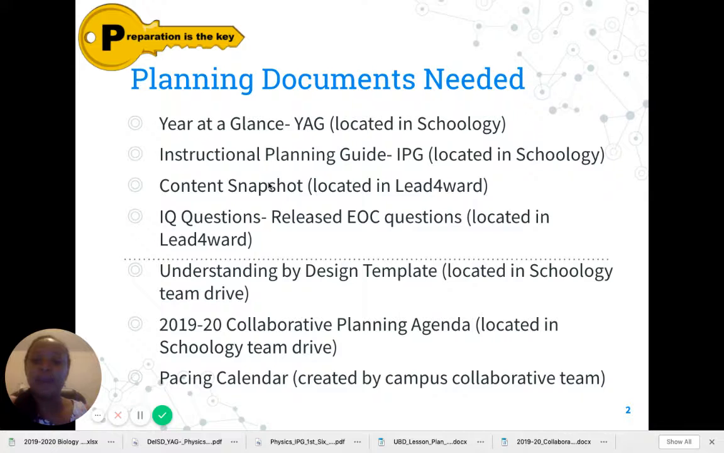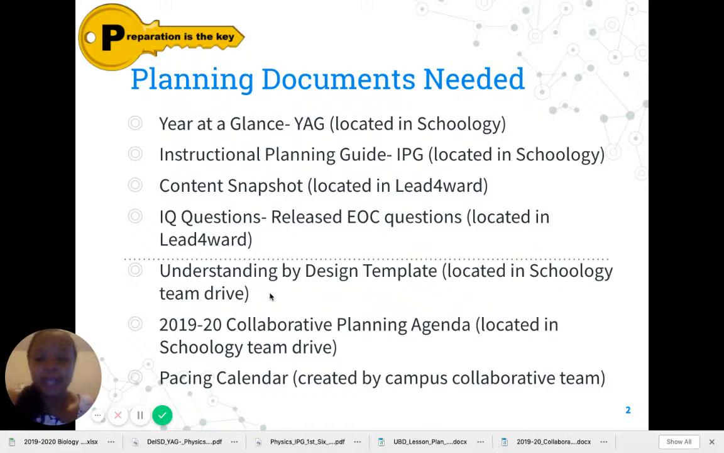Then we grabbed the snapshot, which is my preferred document. We found that in Lead Forward. Remember, this is a good amount of information, but it's not too little like the YAG or too much like the IPG. It's just right. It's like Goldilocks. If you're in a tested area, it's always good to have Lead Forward accessible so that you can refer to the IQ questions or the released EOC questions that are available in Lead Forward.